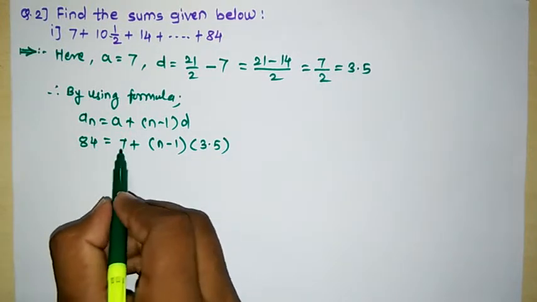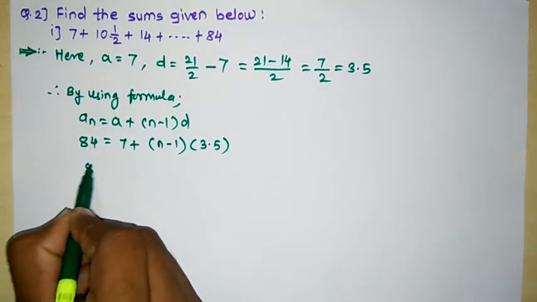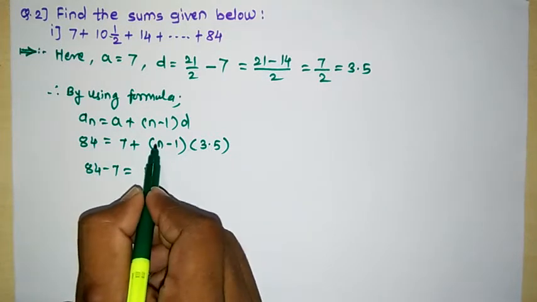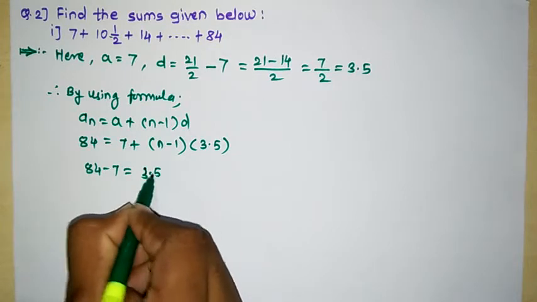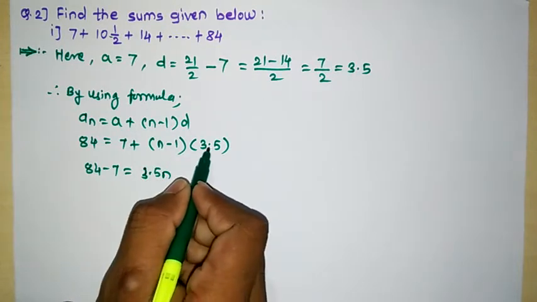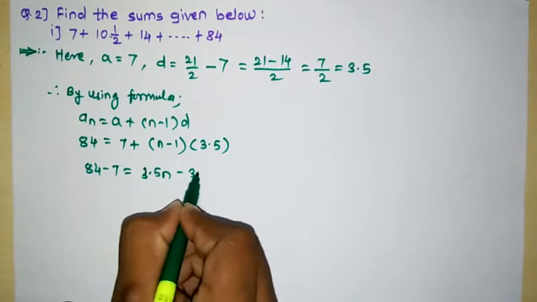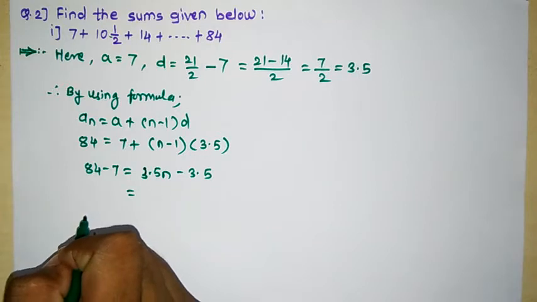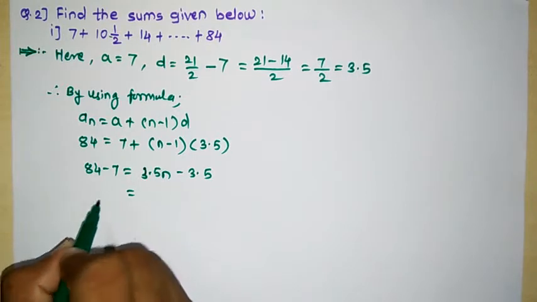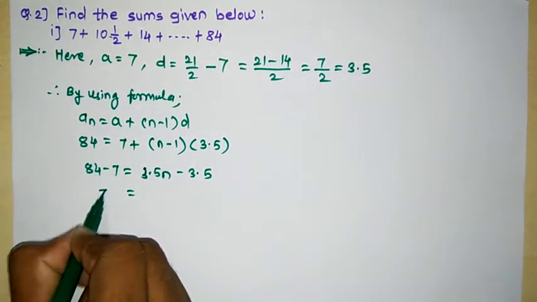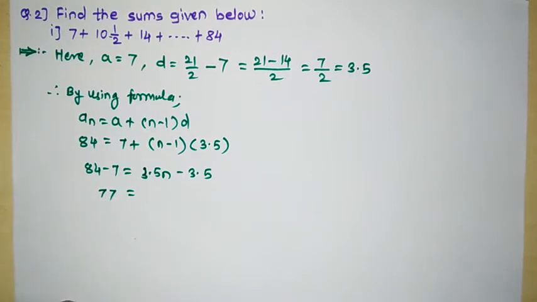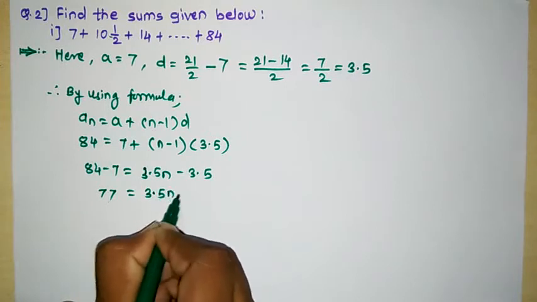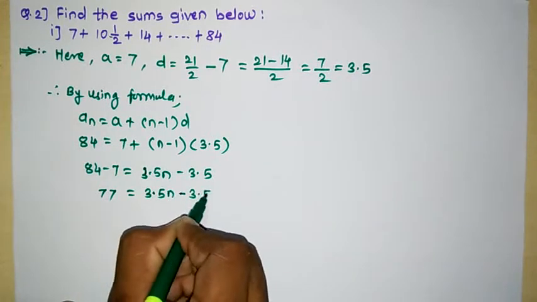Now we have to solve this. Send this 7 towards the left hand side, it will become 84 minus 7 is equal to, now multiply 3.5 into the bracket, that is 3.5 into n is 3.5 n, and 3.5 into minus 1, that is minus 3.5. Now 84 minus 7 how much? That is 77. 84 minus 7 is equal to 77, is equal to 3.5 n. This minus 3.5 as it is.